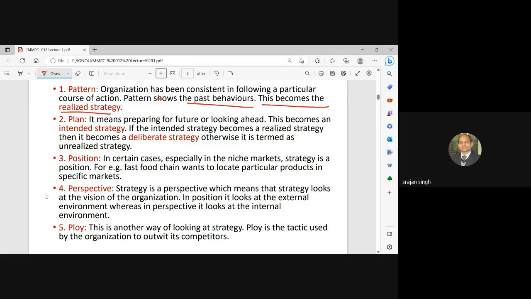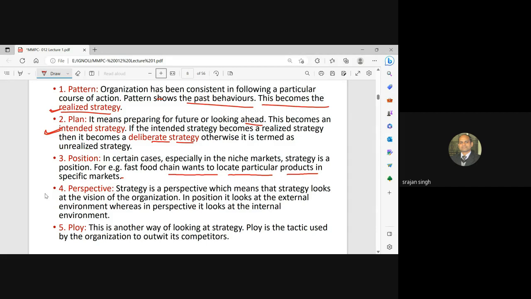Plan means preparing for future or looking ahead. It becomes an intended strategy. If intended strategy becomes a realized strategy, then it becomes a deliberate strategy. Intended strategy means what you want to do. Realized means what you have achieved in past or you are achieving at present. So if intended strategy becomes a realized strategy, it is a deliberate strategy, means anything which you have done deliberately, right? Means knowingly. The next is position. In certain cases, especially in niche market, strategy is a position. For example, a fast food chain wants to locate particular products in specific markets.